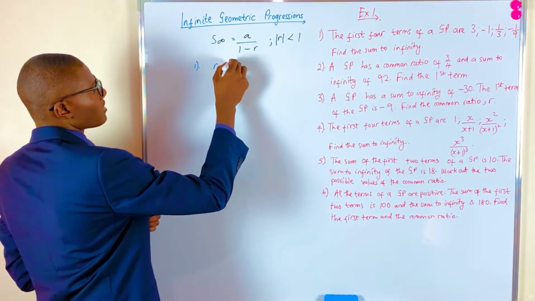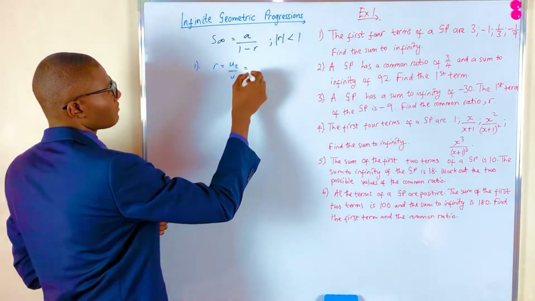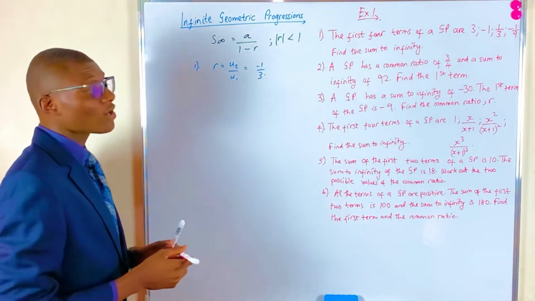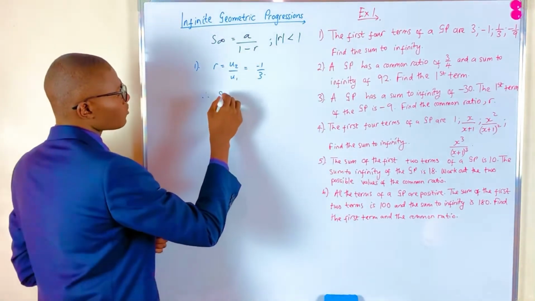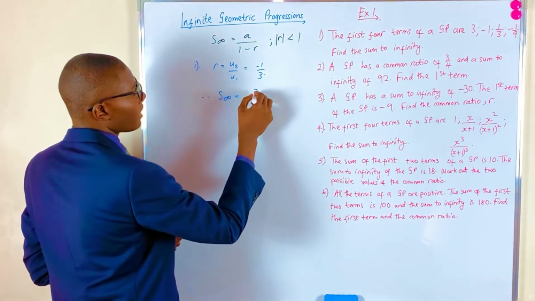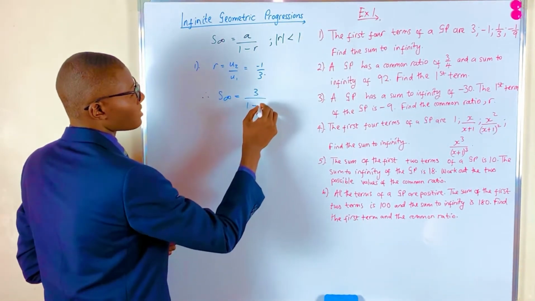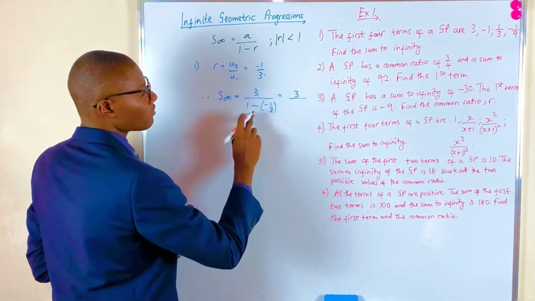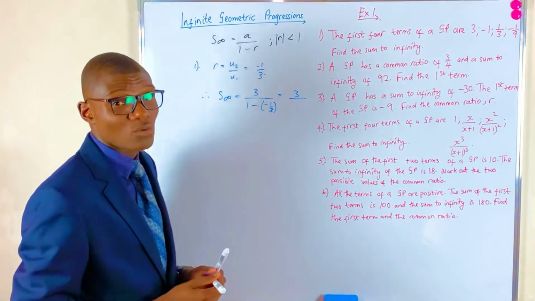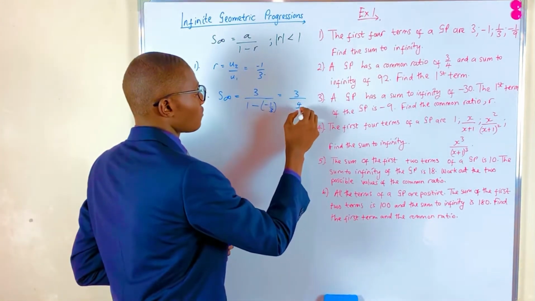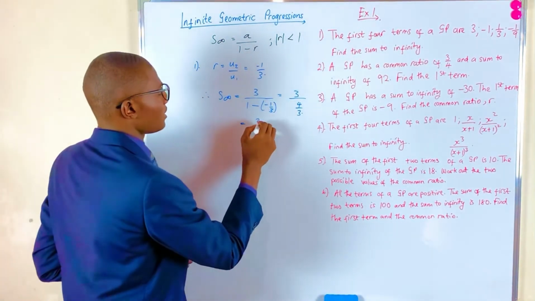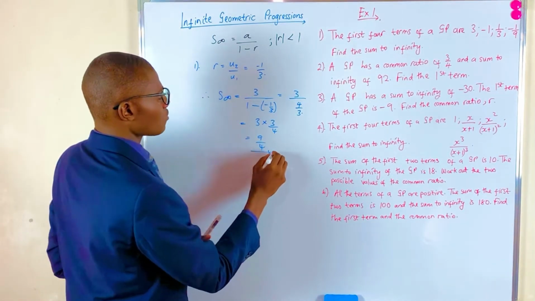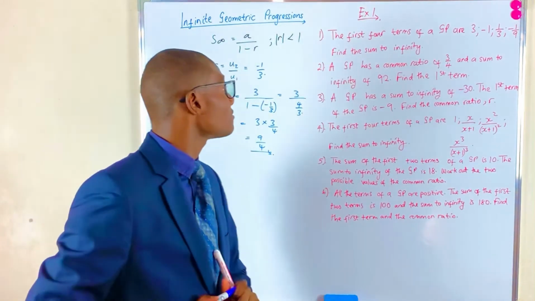So r is given by second term over first term. So this is -1/3. So this is the common ratio, such that the sum to infinity shall simply be a, which is 3, over 1 - r, that is 1 - (-1/3). This will be 3 over 1 plus a third, that will give us 4/3, and 3 times 3/4 will give us 9/4. So 9/4 will be the sum to infinity for number 1.